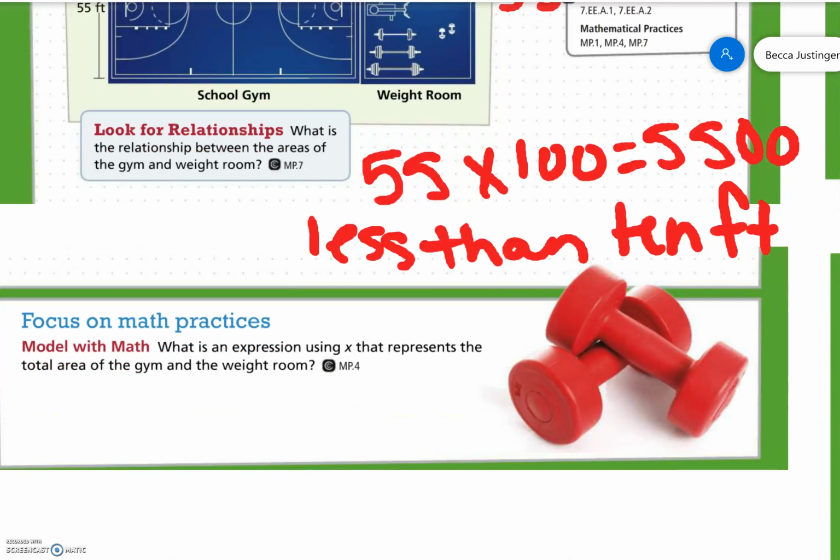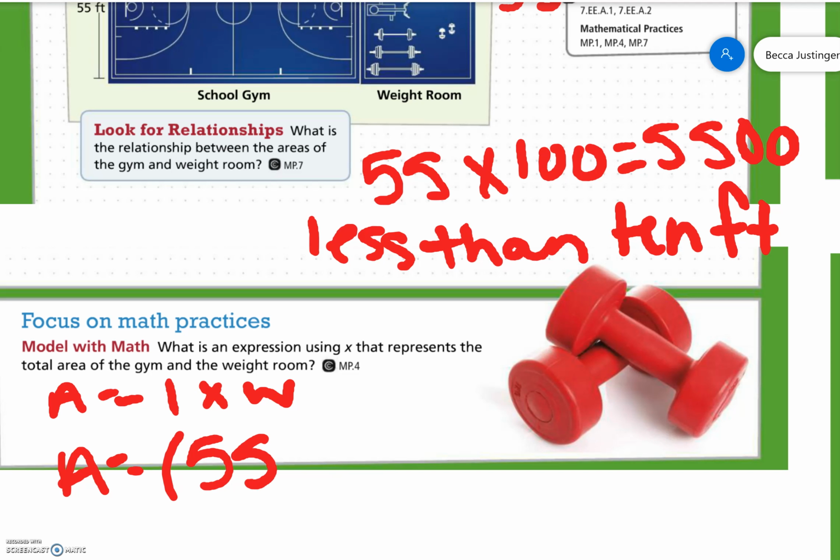Focus on math practices. What is an expression using X that represents the total area of the gym and the weight room? So area equals length times width. Area equals, well, we know our length is 55. And our width is 90 for the gym plus X for the weight room.